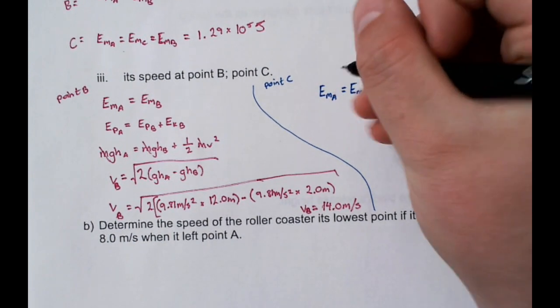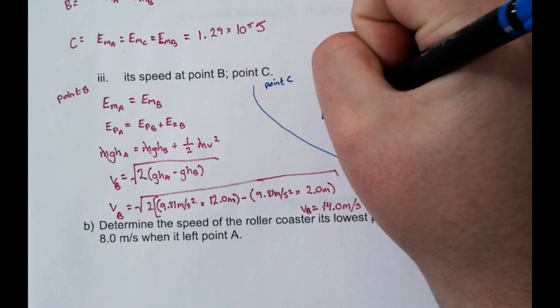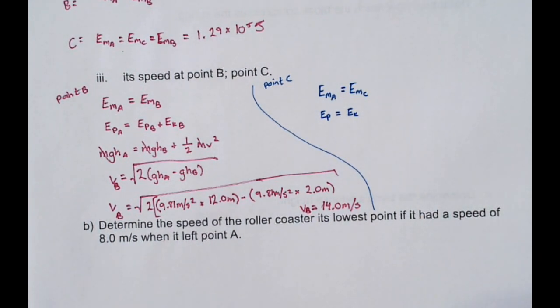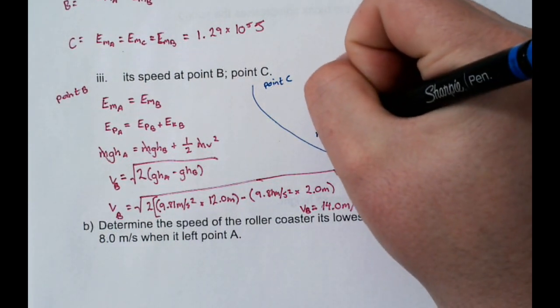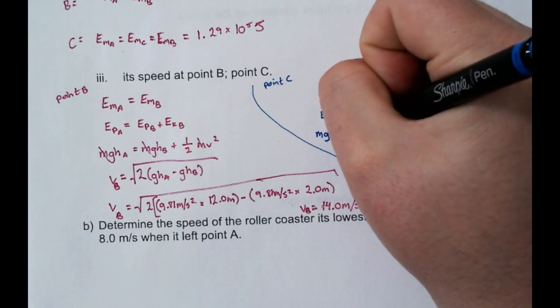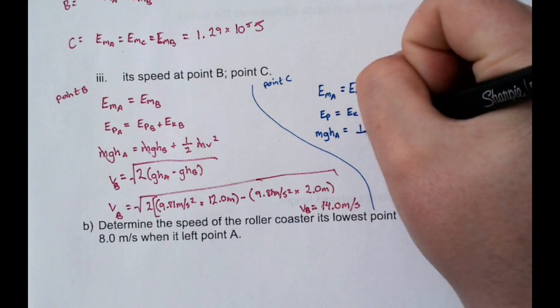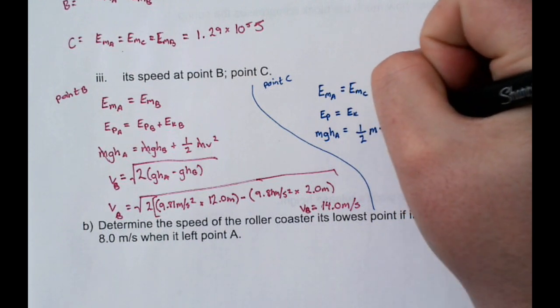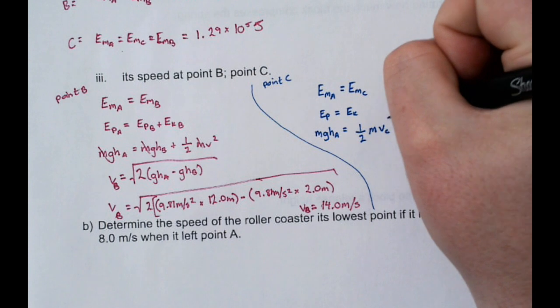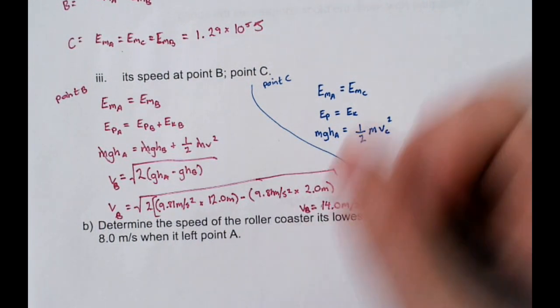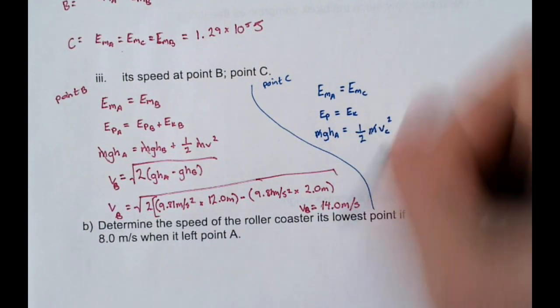Point A, remember it's not moving, so it's all potential energy, is equal to point C, which now has no height, it's all kinetic energy. So EP at A is going to be mgh for A is equal to 1/2 mv at point C squared. The mass is in both terms, so it cancels out, and we just need to rearrange and solve for velocity.